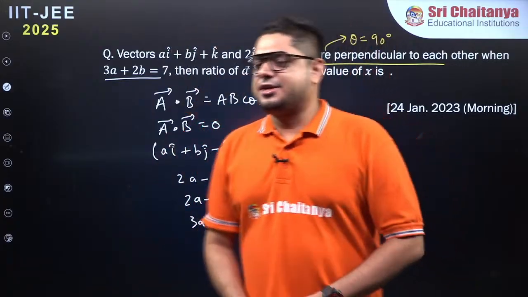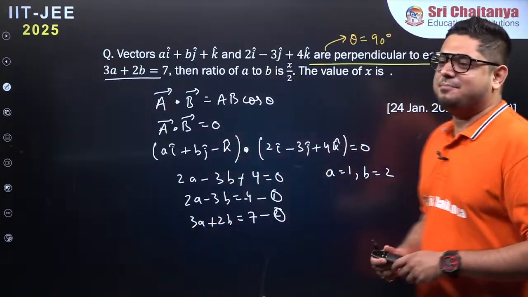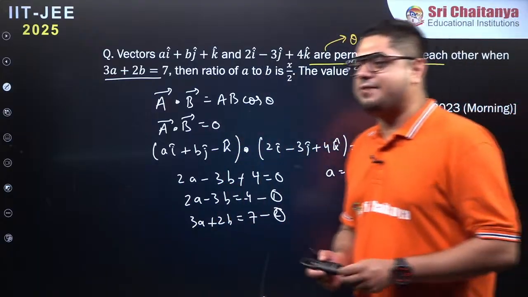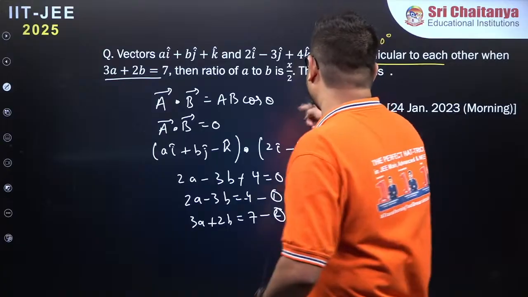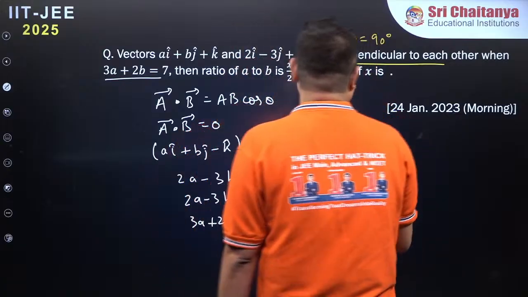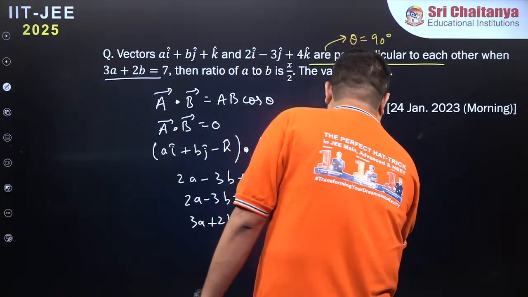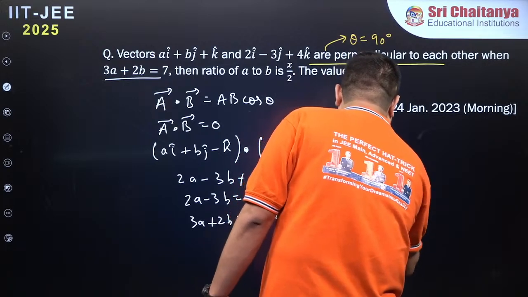Yes, Grishmant, I got it. Plus k cap. Are you getting A is equal to 1, B is equal to 2, everyone? So that means they are asking us to find the value of A by B, isn't it? They are saying the ratio of A is to B. So A by B is nothing but 1 by 2.